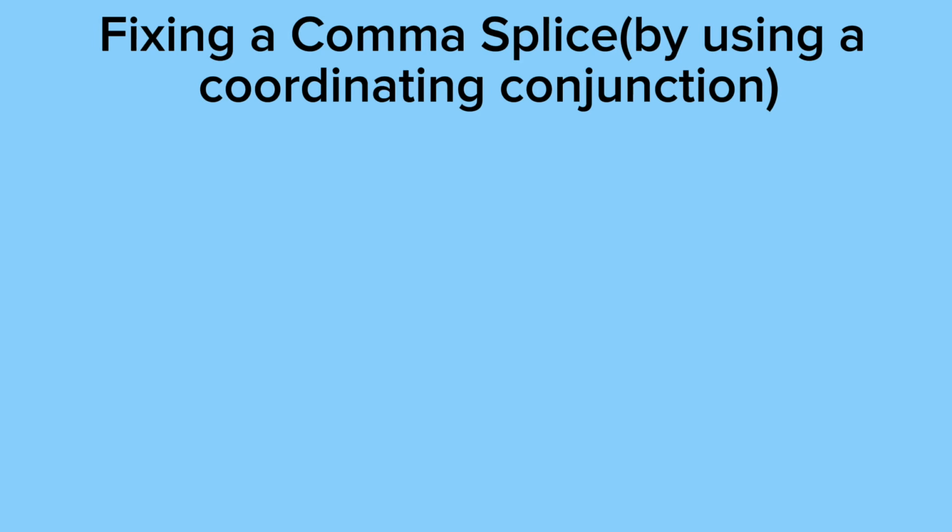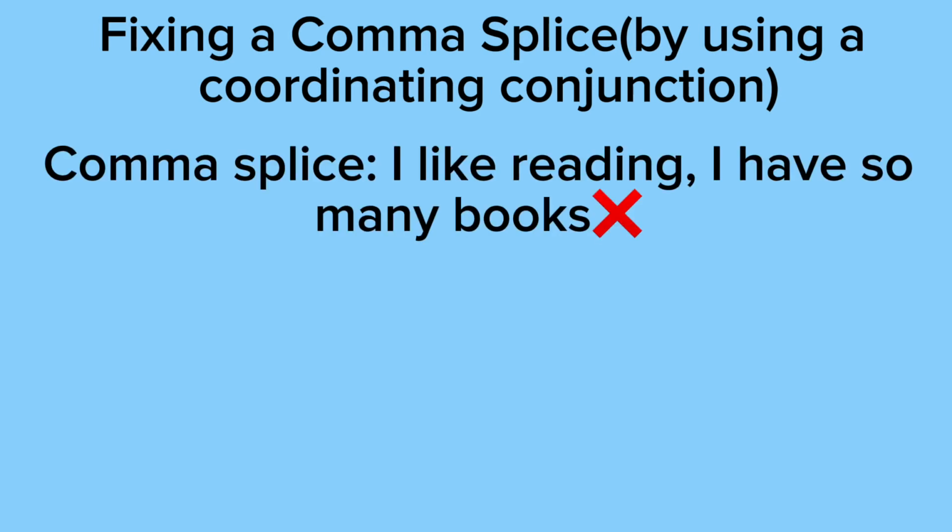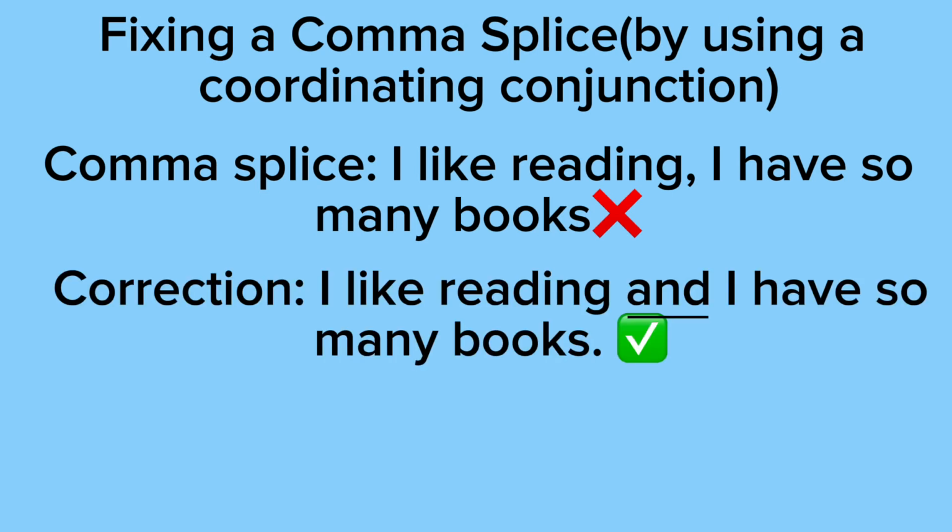Fixing a comma splice by using a coordinating conjunction. Our incorrect sentence says, "I like reading, comma, I have so many books." Also keep in mind that commas are commonly used to indicate a pause, and that's not the right use in this sentence. So the correct way of saying this would be, "I like reading and I have so many books." As you can see, "and" is the coordinating conjunction that we added to the sentence, and it separates the two ideas, or the two sentences, shall I say.